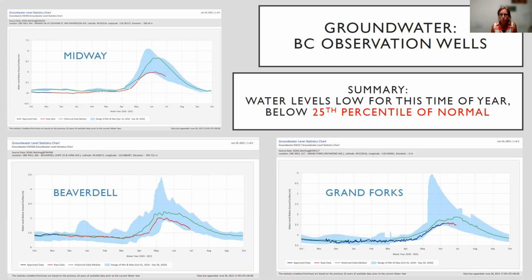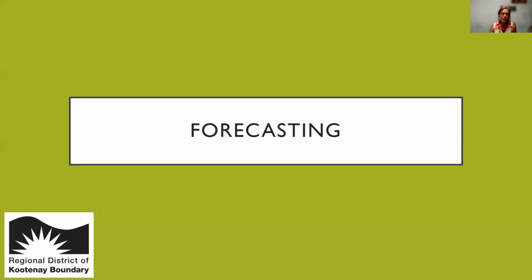Midway, we only have 2 years worth of data at that station, but again, below average to what we've had over the last 2 years. So below that 25th percentile of normal for our groundwater wells coming into this dry season. You know, why were the groundwater wells affected?